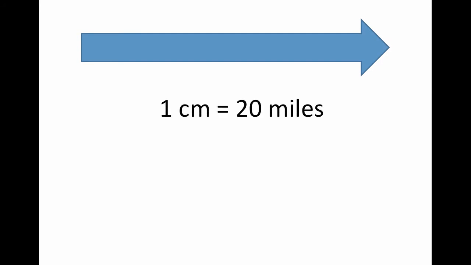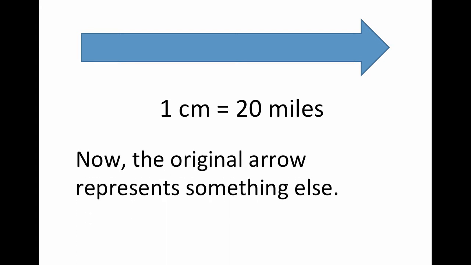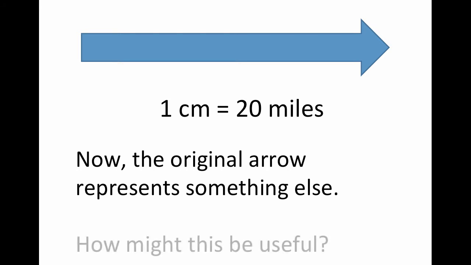Well, how about if we said that every centimeter is equal to 20 miles? Now you've got an arrow that represents something a little bit different than just an arrow that's a few centimeters long. You have a scale model here, and a question to ask maybe would be how might this be useful? And I'm sure you have some good ideas already.